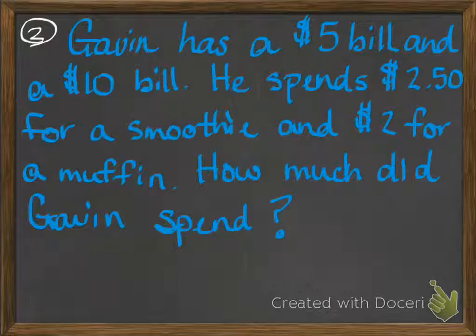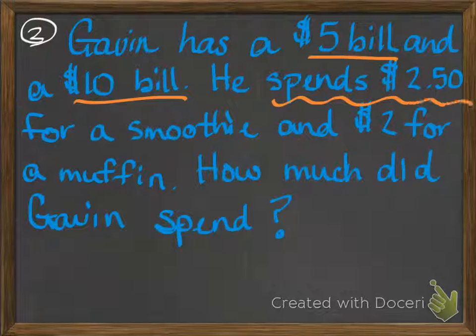Let's try another one. Number 2. Gavin has a $5 bill and a $10 bill. He spends $2.50 for a smoothie and $2 for a muffin. How much did Gavin spend? Find the important information, solve the problem. Remember, it has multiple steps. Okay, the important information here is that he's got a $5 bill and a $10 bill.